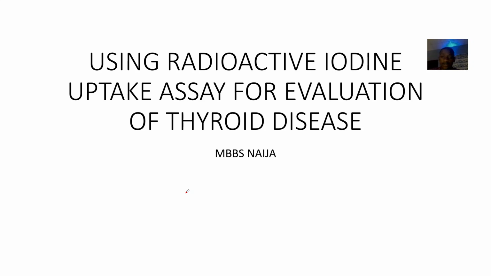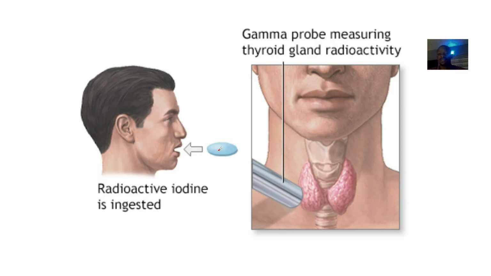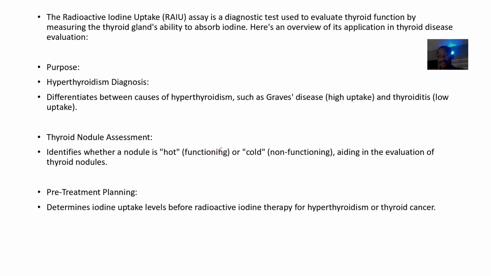Alright guys, so I'm trying to talk about the application of another test in trying to evaluate for thyroid disease. This is what is known as a radioactive iodine uptake assay. So you want to see the application of this in trying to evaluate or confirm if there is a thyroid disease at all. So this is the whole process. You give a radioactive iodine, it is ingested, and the result will basically help you to know if there's a thyroid disease condition or not.